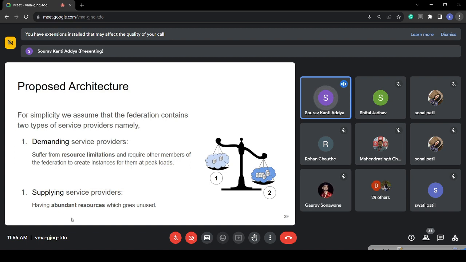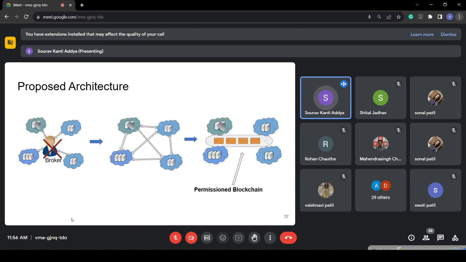So a demanding service provider is one that demands a service from another service provider, and a supplying service provider is one that supplies the resources based on the demand from another service provider. I will explain a little bit more on this. For example, you can take this particular architecture.